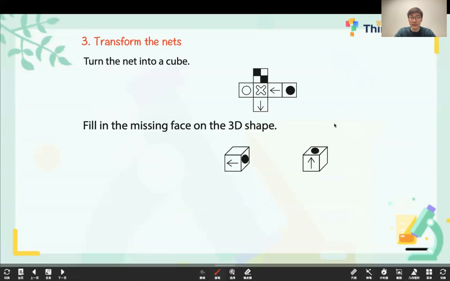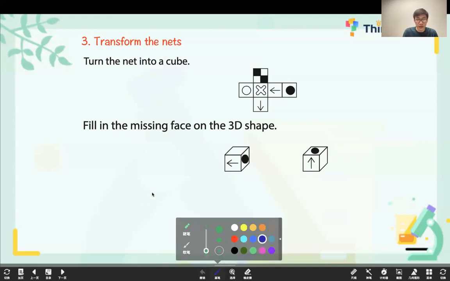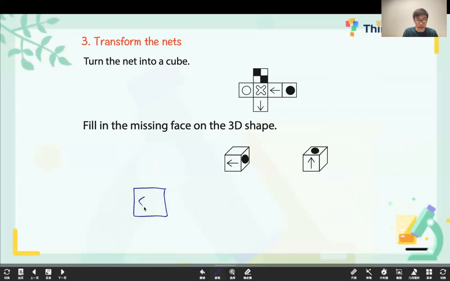Okie dokie. So now let's put this into practice. We're going to, first of all, turn this net into a cube and then fill in the missing space on the 3D shape. So what should we do? Well, we are going to open the net first. It's going to have an arrow pointing left, a black circle to the right of it, and the one that we want is above it.